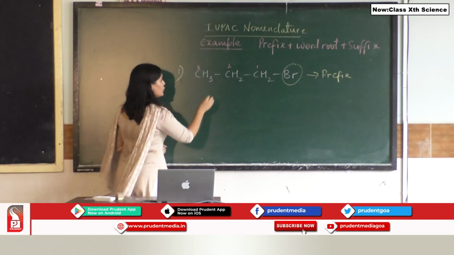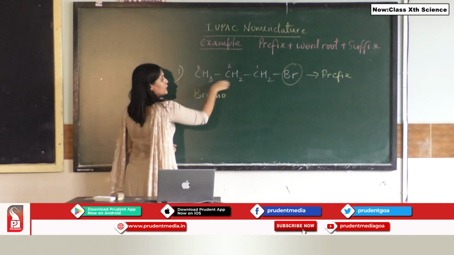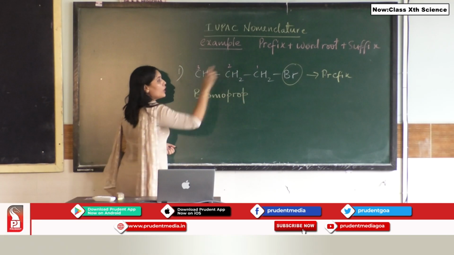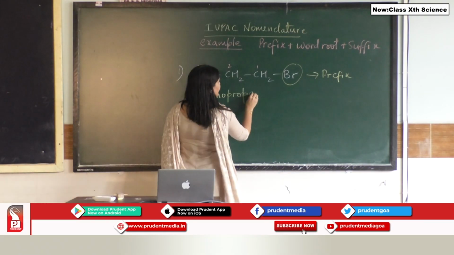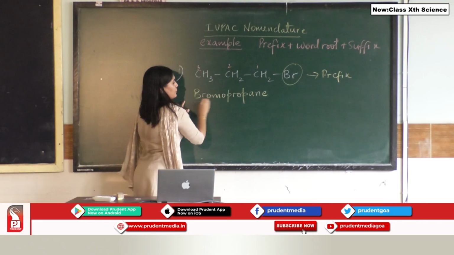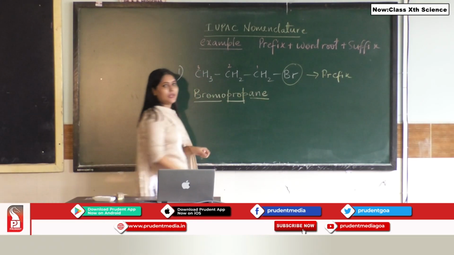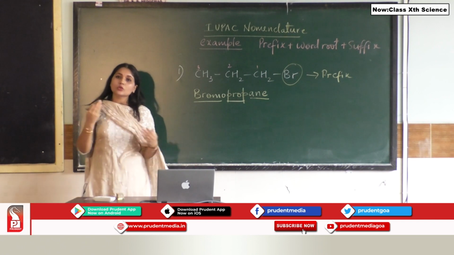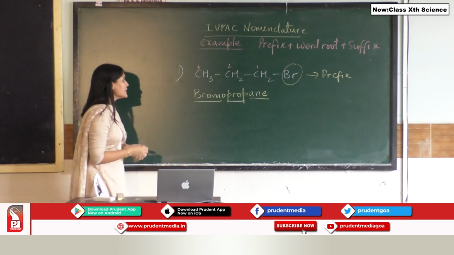Okay, so what am I going to write? I am going to write bromo. What is the word root? 3 carbon atoms, so bromo, prop. Since all are linked to each other through a single bond, I am going to call it bromopropane. So my prefix is bromo, my word root is prop and the suffix is -ane. Okay, very simple. I am teaching you side by side how to write the structure as well as how to name the structure. Let us take another example.